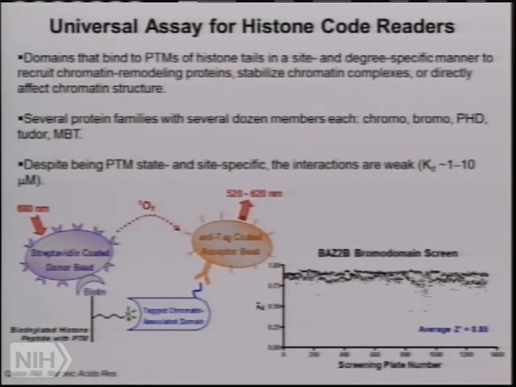Moving on to the middle category, the readers. As I mentioned, these are proteins that just bind to differentially methylated or acetylated histone variants and don't perform any catalytic reaction. They're very state and site specific, meaning they can tell apart monomethylated, dimethylated, trimethylated histones, H3 versus H4, K9 versus K37, and so on. But invariably, these interactions have very weak affinity. Most of the time, micromolar up to 10 micromolar Kd.